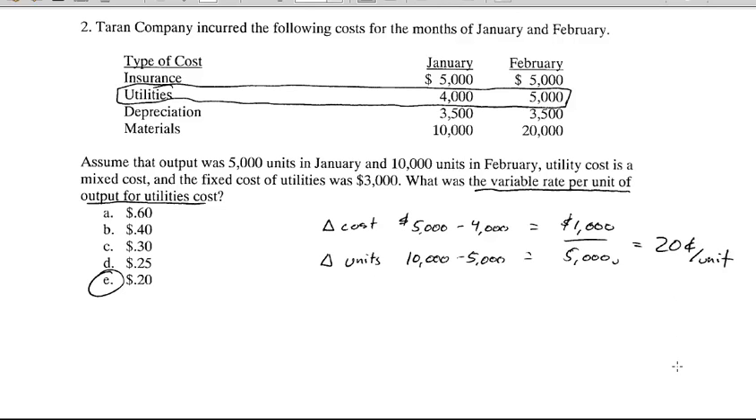Another way that you could work this problem is that you could just focus on January and say, okay, in January, the total cost was $4,000. Out of the 4,000, 3 of it is fixed. So that means in January you have $1,000 of variable cost and 5,000 units. So if you take $1,000 divided by the 5,000 units, you would also come up with the 20 cents a unit. So that's another way to calculate it.